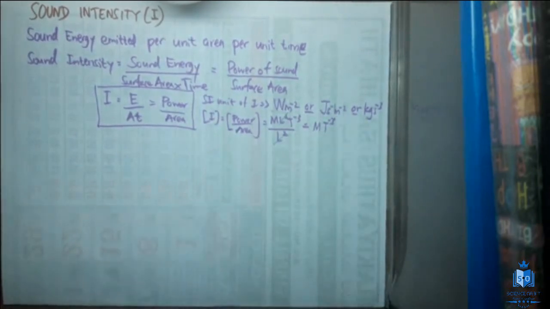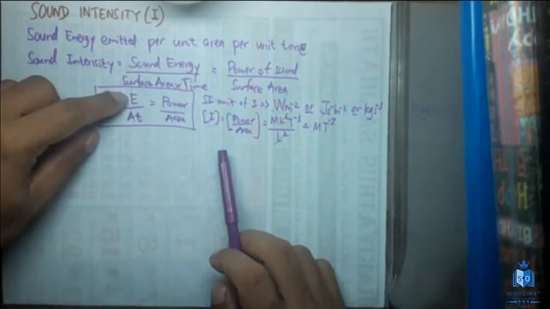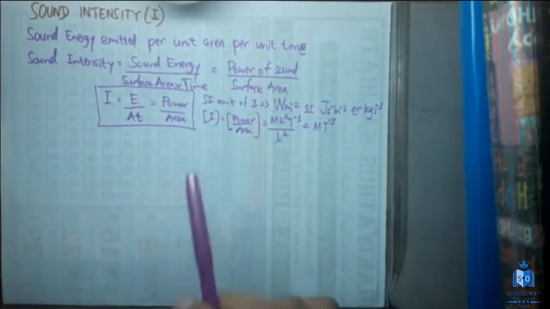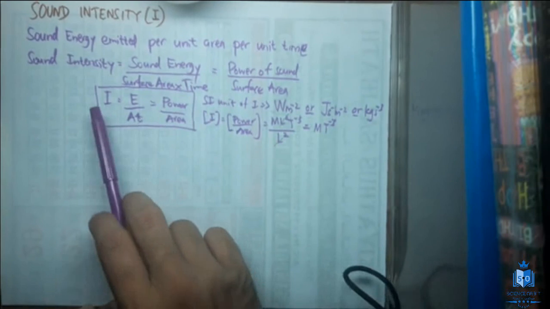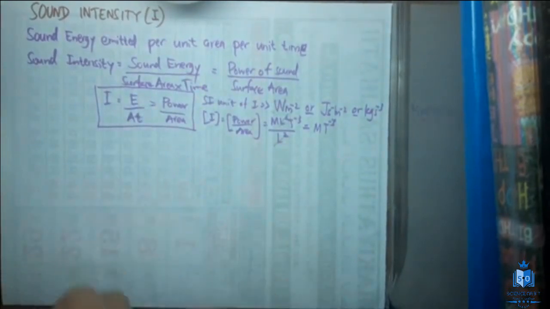So that is all about sound intensity. Sound intensity solely depends on energy. When energy increases, sound intensity will increase. Normally we say per unit area per unit time. So it actually depends on how much energy that sound source possesses.